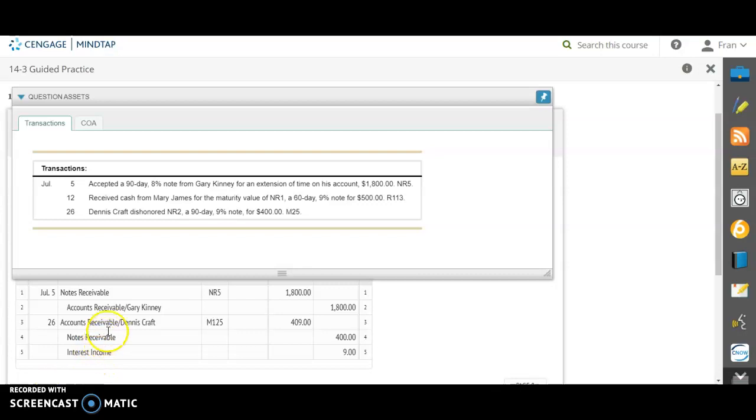Okay, so here we have Dennis Kraft is dishonoring a note that he took out. He probably had an accounts receivable. He traded in for a 90-day note, and now he's not even going to pay that. So we got to actually turn that note back into an accounts receivable. But this time, not only is it accounts receivable for the $400, but now we have to add the $9 interest that would have accrued in here. So now it's an accounts receivable for $409, and then we credit our notes receivable because we're not going to get that, so we have to credit that out. And interest income, we're not going to get that, so we have to credit that out.